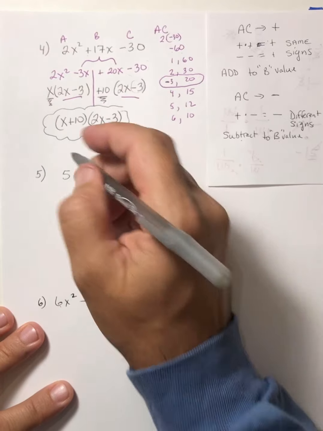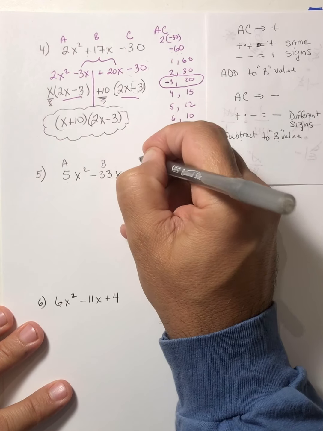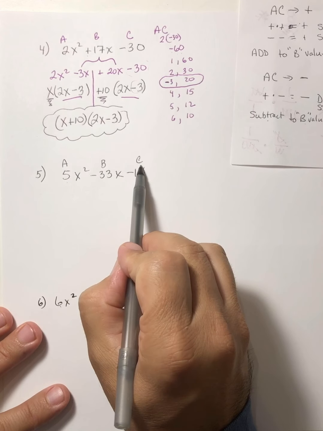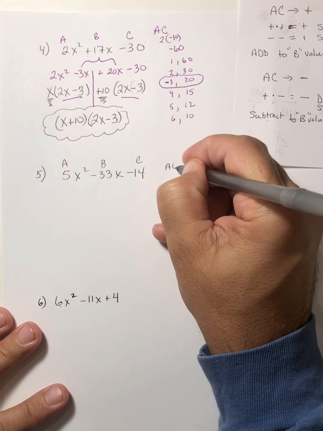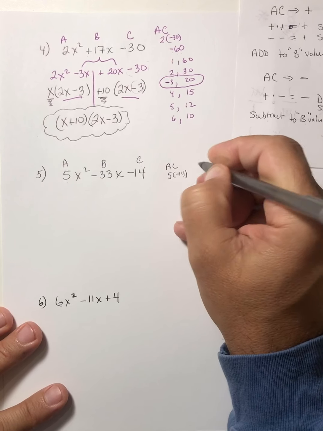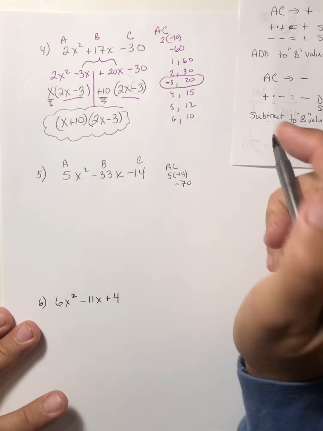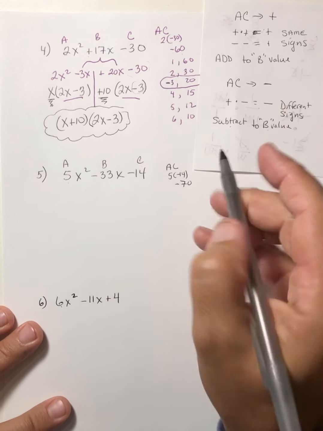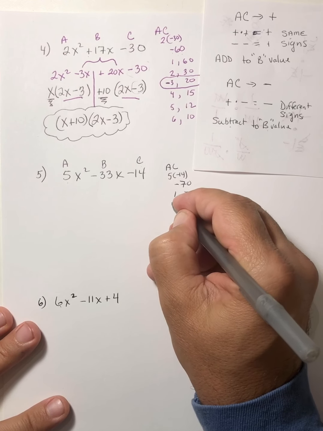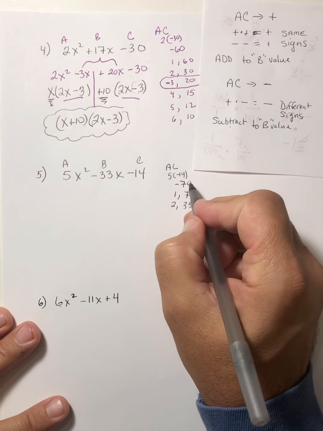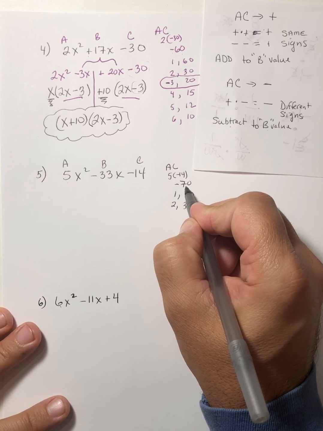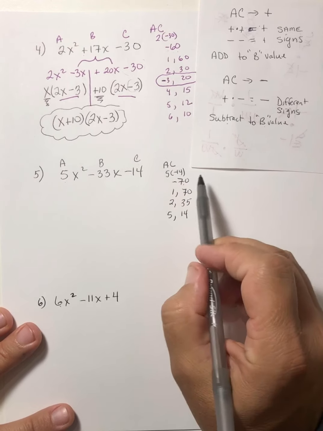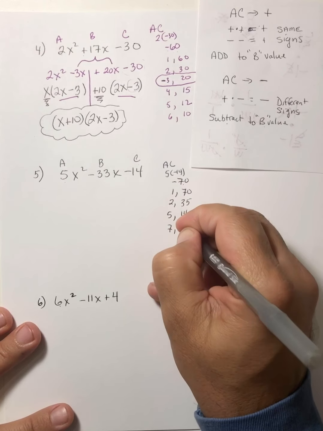All right. Here's your A, B, C. All right, A times C. So your A times C is 5 times a negative 14. That is a negative 70. Oh, my Lord, these numbers are getting big. All right, no big deal. Let's start off small. 1 times 70. 2 and 35. 3 does not work for 70. 4 does not go into 70. 5 goes into 70. 5 times 14. 6 doesn't work. 7 times 10, and that's it.